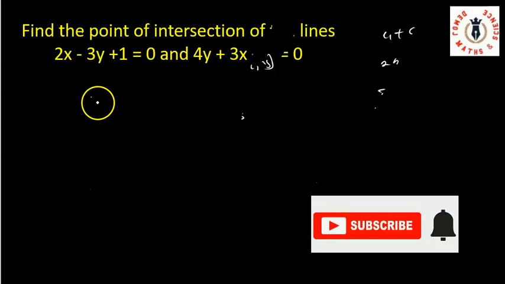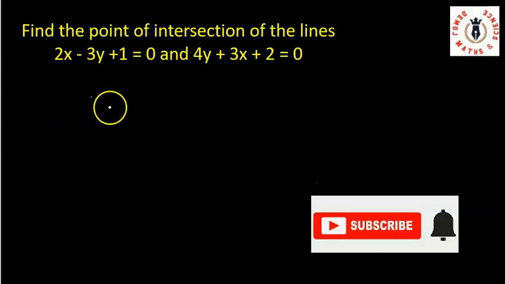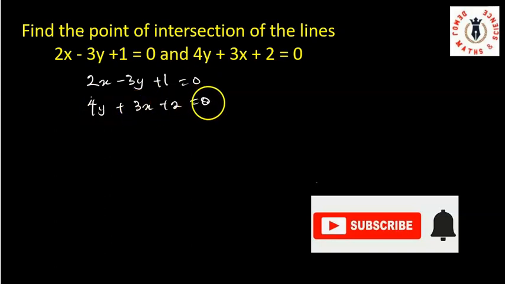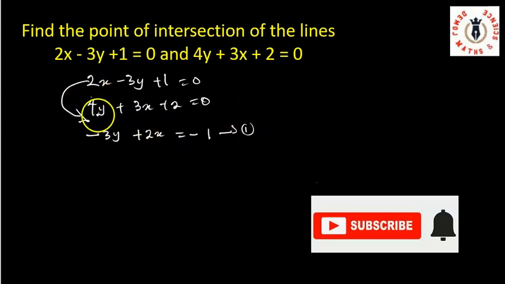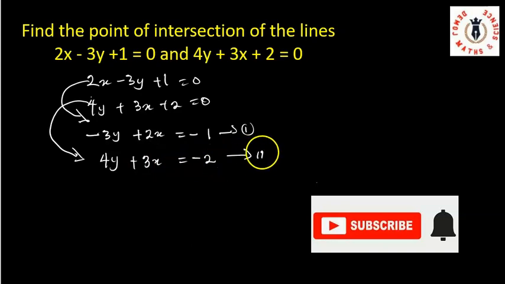Our question asks us to find the point of intersection of the lines 2x minus 3y plus 1 equals 0 and 4y plus 3x plus 2 equals 0. My first concern is rearranging these equations. We want to rearrange such that I have minus 3y plus 2x equals minus 1. Let's call this equation 1. The next thing is to rearrange the other equation to give me 4y plus 3x equals minus 2. Let's call this equation 2.